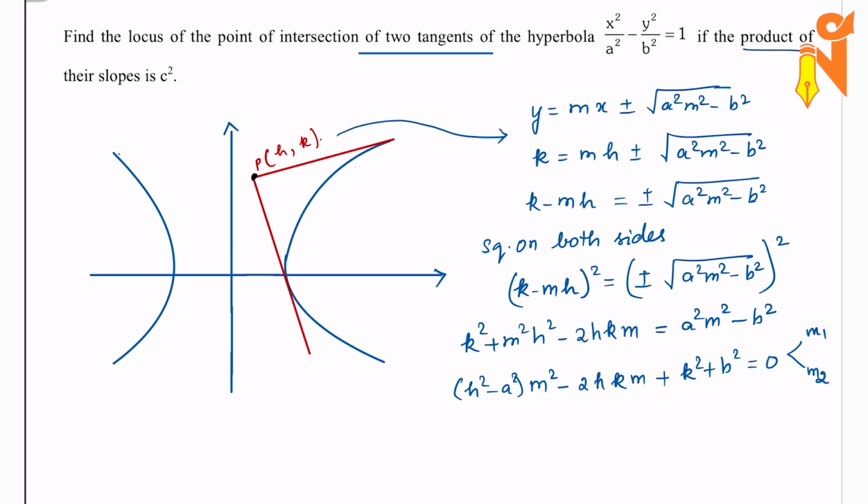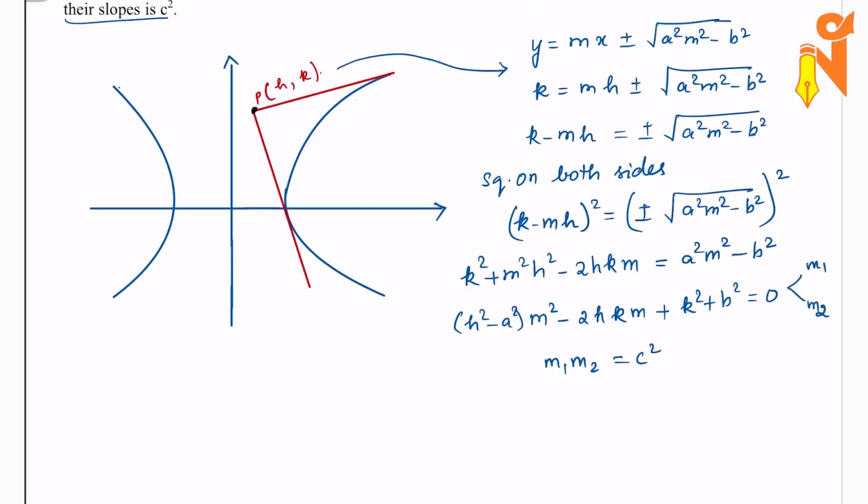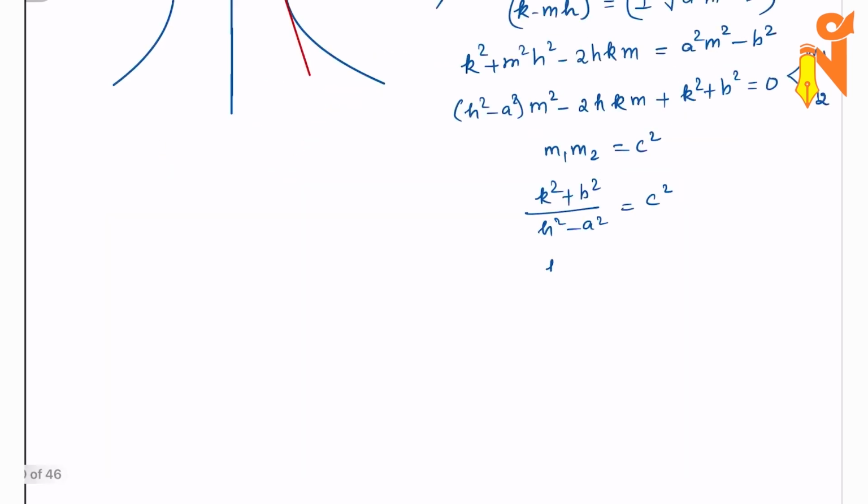They have given the product of the slopes is c square, which means m1 m2 is c square. So remember the quadratic concept, product of roots is c by a. So k square plus b square by h square minus a square is equal to c square. So from this, k square plus b square is equal to c square into h square minus a square.